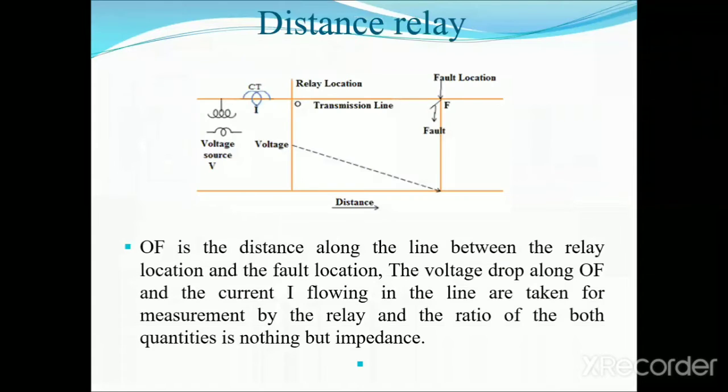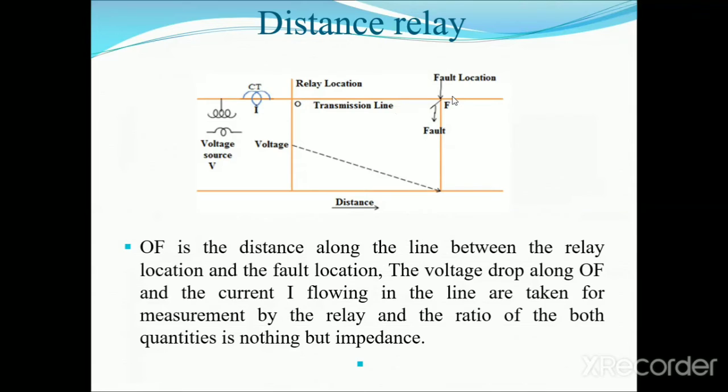Okay, next, this is the impedance relay diagram. OF is the relay location, and this is the faulted location, and this is the transmission line. Okay, in that we are connecting the one CT. OF is the distance along the line between the relay location and the faulted location.